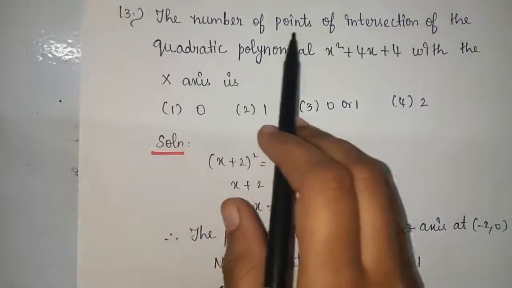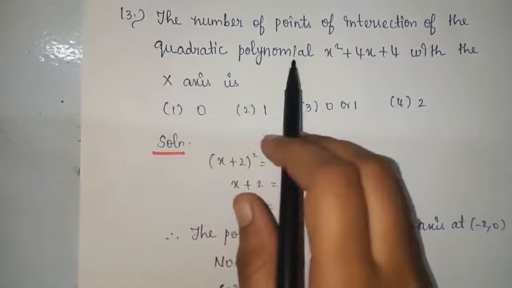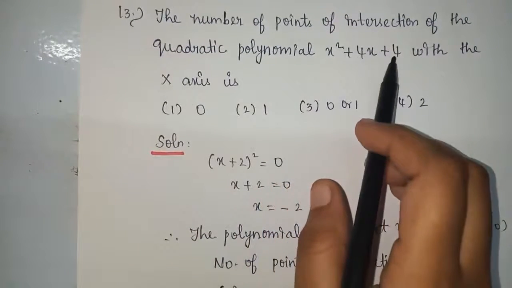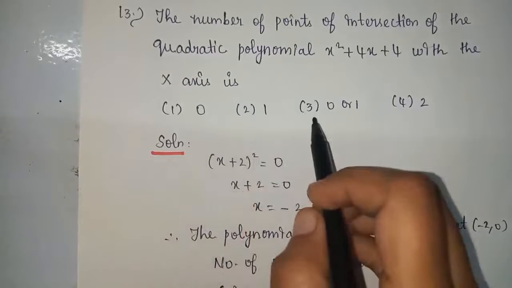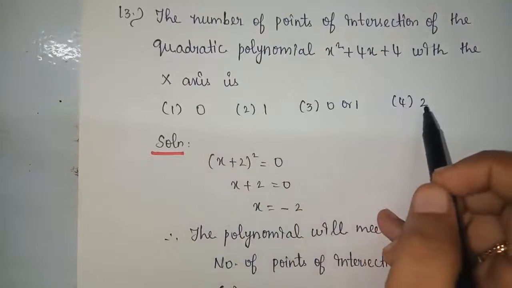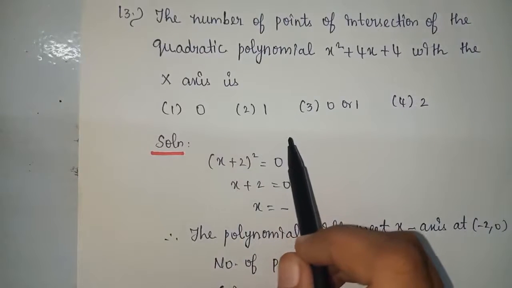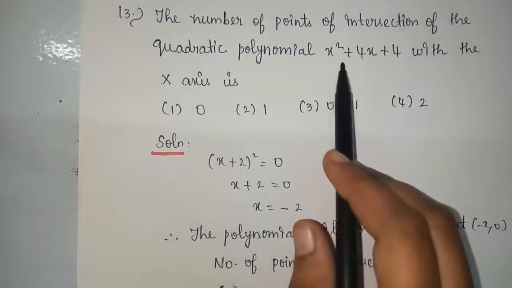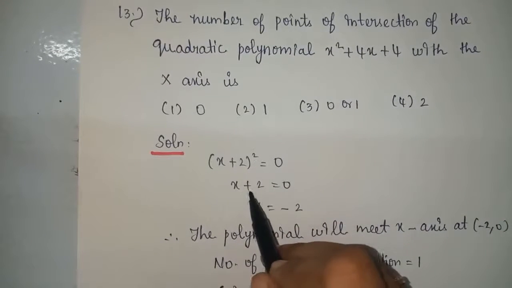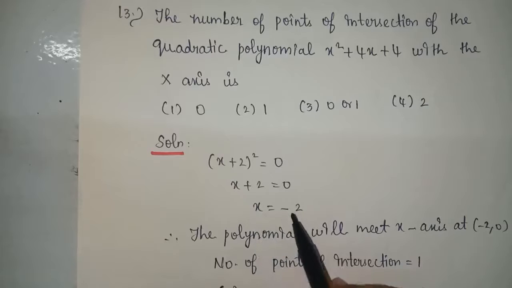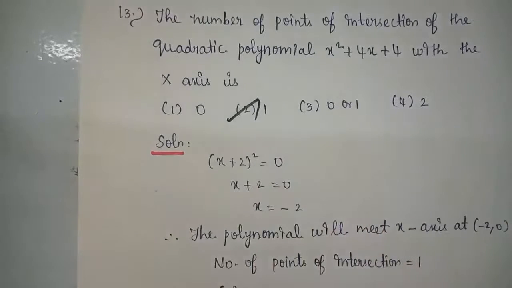Question number 13. The number of points of intersection of the quadratic polynomial x square plus 4x plus 4 with the x-axis is: option 1, 0; option 2, 1; option 3, 0 or 1; option 4, 2. So you have to find the number of points of intersection. You just take this equation. This is nothing but x plus 2 the whole square is equal to 0. So x plus 2 is equal to 0, x is equal to minus 2. Therefore the polynomial will meet the x-axis at minus 2 comma 0. So number of points of intersection is 1. The correct option is option 2.